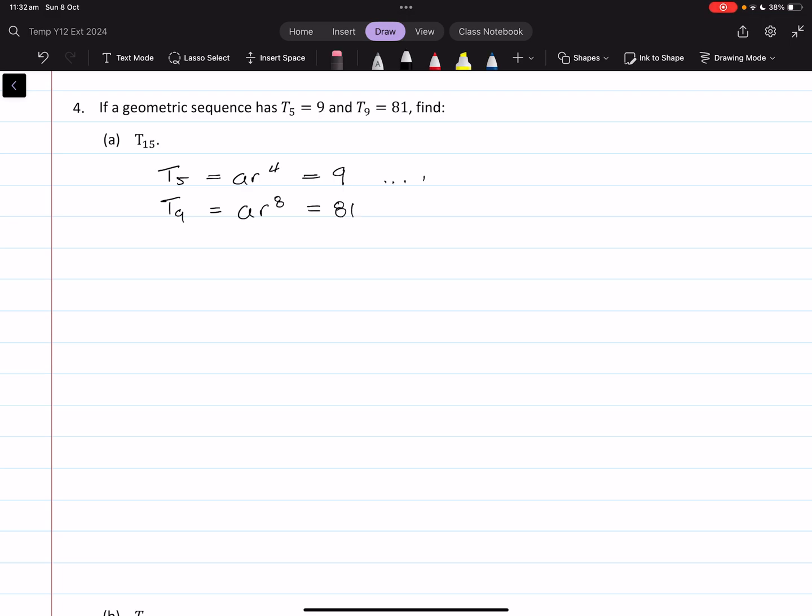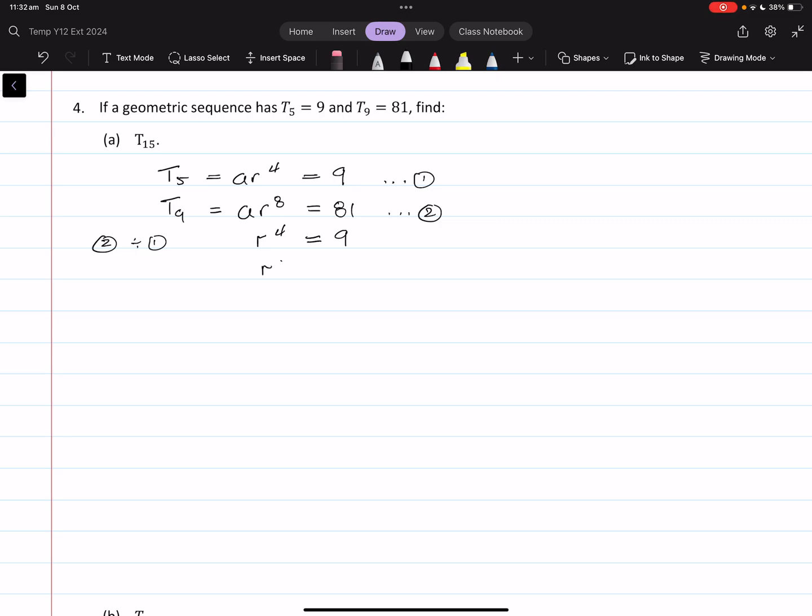We'll call that equation 1, and that one equation 2, and we're solving simultaneously. Now, rather than adding and subtracting here, we're going to divide. So if we do equation 2 divided by equation 1, we're going to have r to the power of 4 equals 81 divided by 9, which is 9.